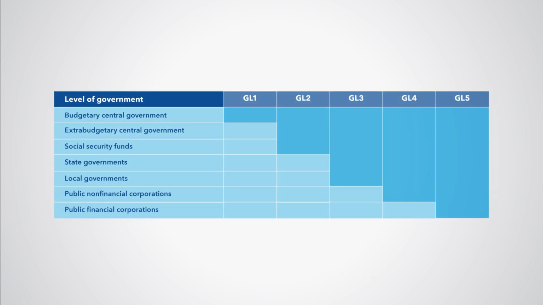A coding system can identify the various subsectors of the public sector for ease of international comparison of PSDS. GL1, GL2, GL3, GL4, and GL5.